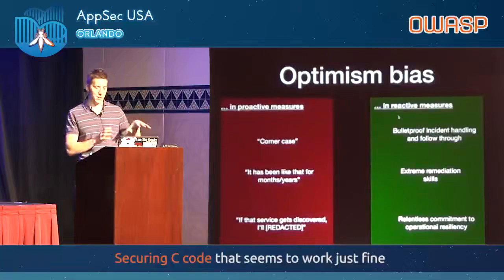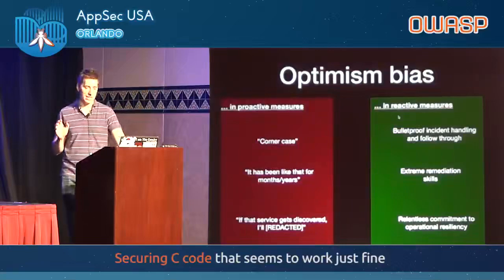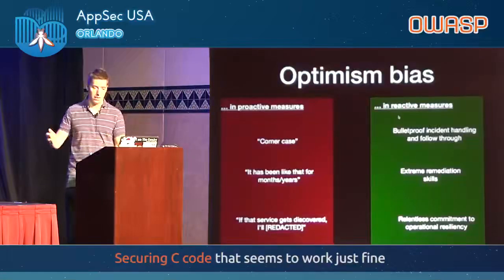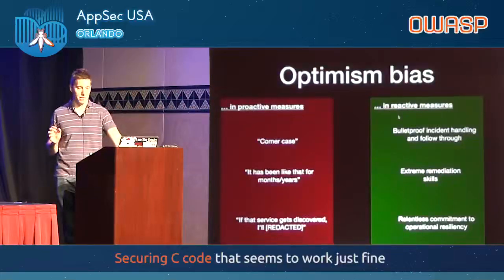So it can be difficult to work with optimism bias in proactive measures, but in reactive measures, it's awesome. I've seen some really crazy stuff, like bulletproof incident handling. Optimists don't shy away from work. They tend not to hesitate to report issues that might make a lot of work for them. For example, if they're going to report a potential security issue that might end up firing up an incident and costing them their whole day or multiple days, they do it because they want to do the right thing, and they follow through.